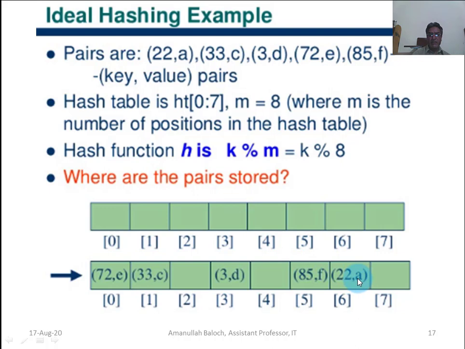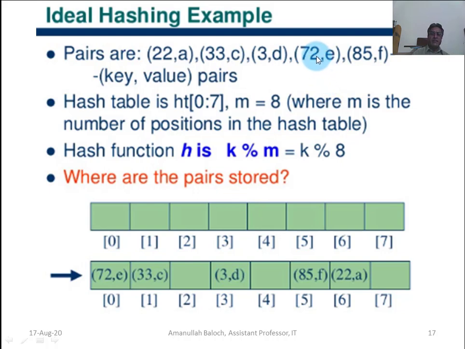You may see that 22 with record A has been stored at location 6, while for 33, when the key is 33 divided by 8, we have remainder 1, so this will be stored at location 1. 33 comma C has been stored at 1, and similarly 3D: 3 mod 8, 3 divided by 8, 8 zeros are 0, remainder is 3. This record will be stored at location 3, the third location of the array, where we have stored this record.